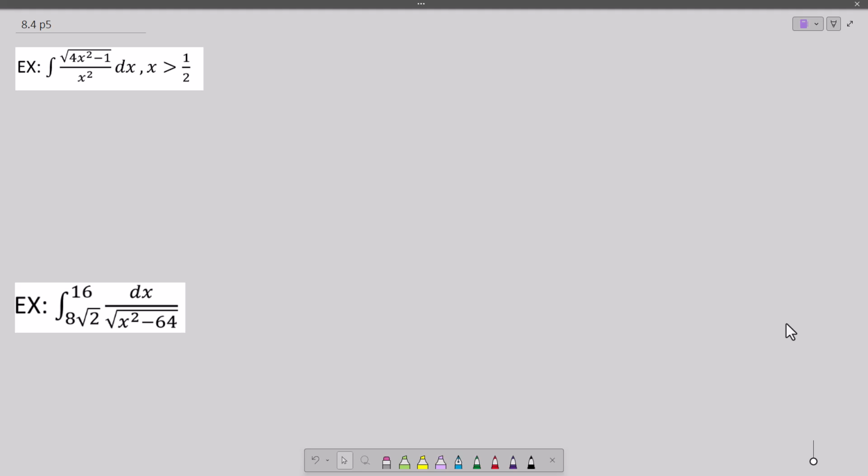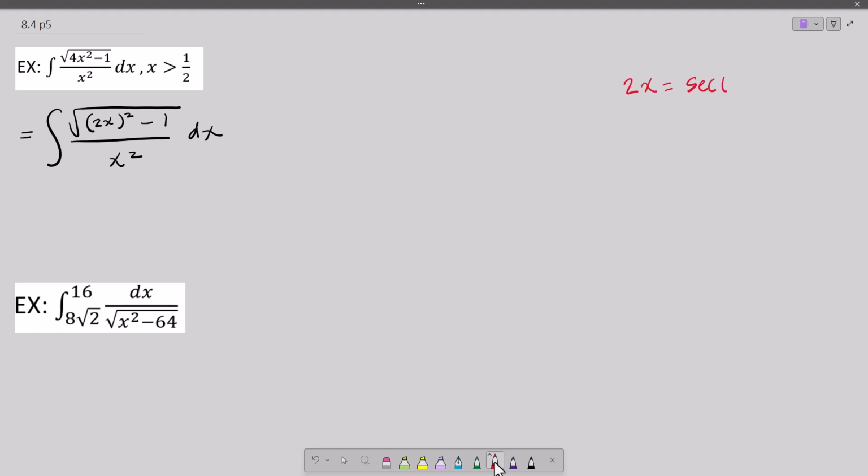Now, this one, it's a little deceptive, but notice it already has a trailing 1. No factoring necessary here. The one thing that we do want to do, though, is write this as the square root of 2x quantity squared minus 1, but no factoring, like we did in the other ones. So it's already got the trailing 1. So now we just said that it's going to be secant. So let's come over here. 2x is going to be secant of theta.